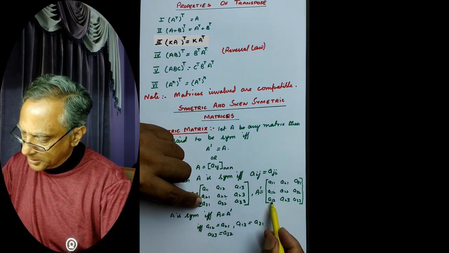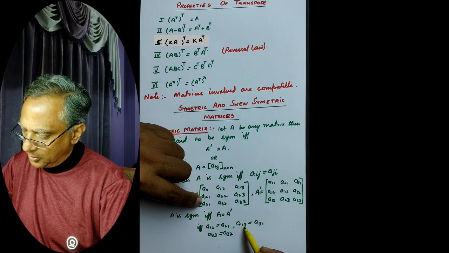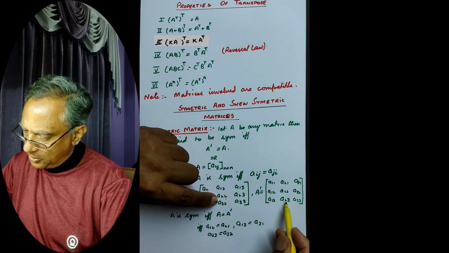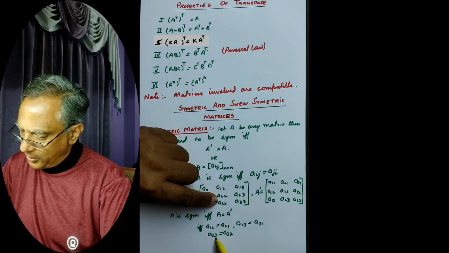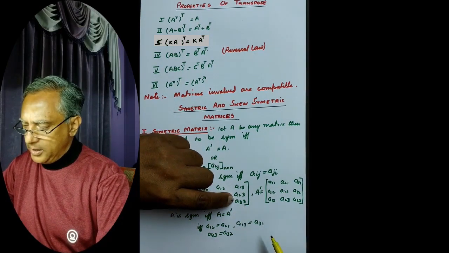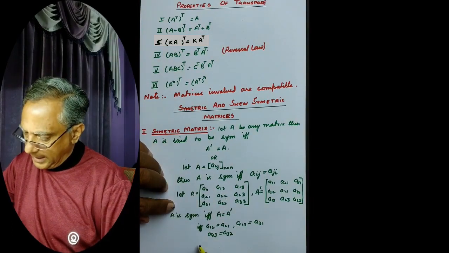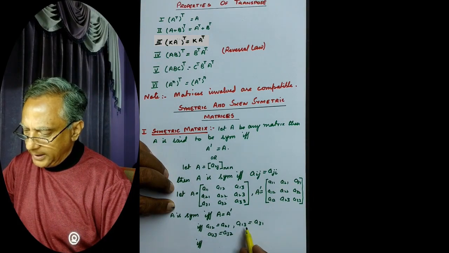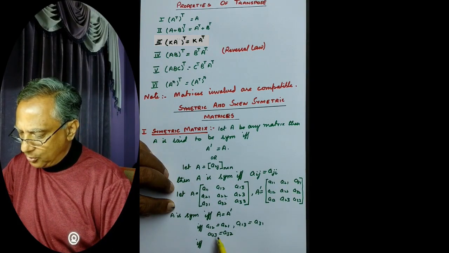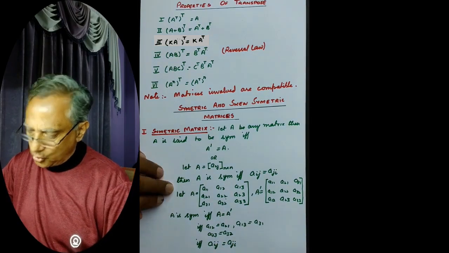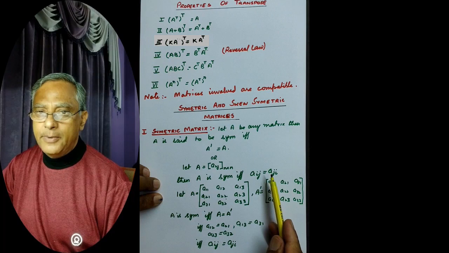And A31 must be equal to A13. We have already got this condition. Now A32 must be equal to A23. We have already got this result. So next is A33 must be equal to A33. So what we get is if and only if A12 is equal to A21, A13 is equal to A31, A23 is equal to A32, if and only if Aij is equal to Aji. So this is the definition of the symmetric matrix.